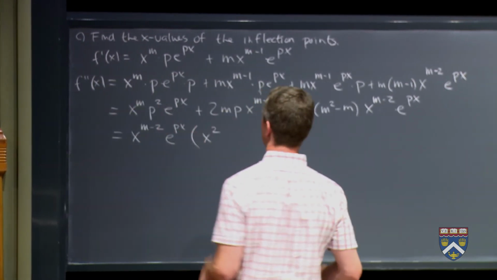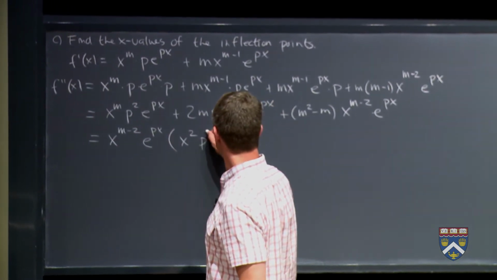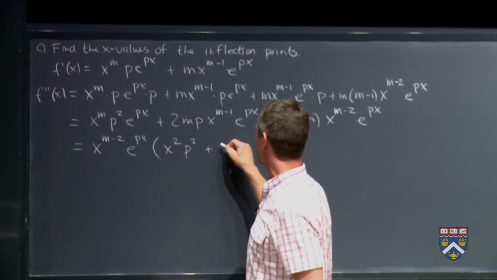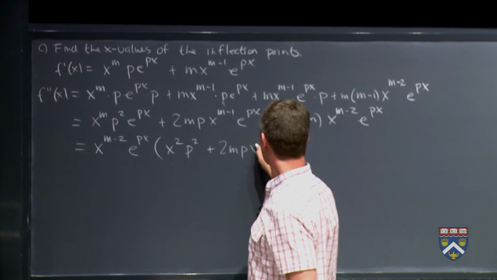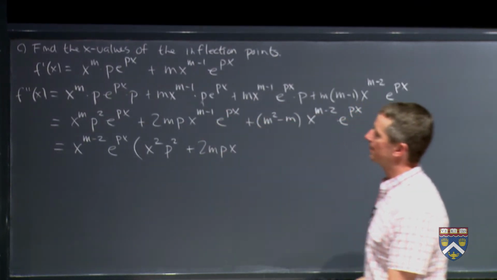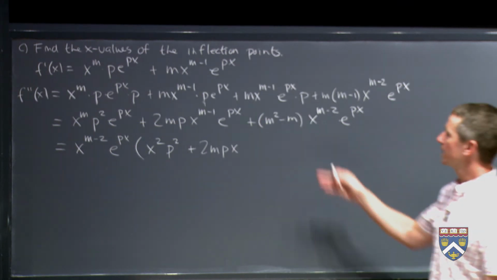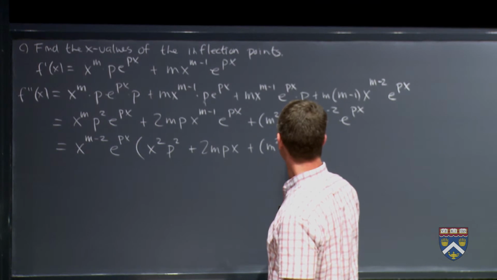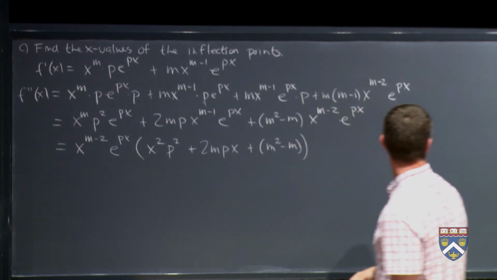So x squared times p squared. What's left here in the middle is 2mp x to the first power. If I had factored out an x to the m minus 2 from x to the m minus 1, I've still got an x there. And what's left from this last term is just m squared minus m.